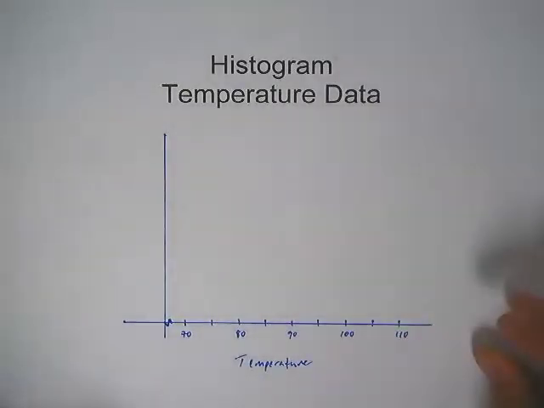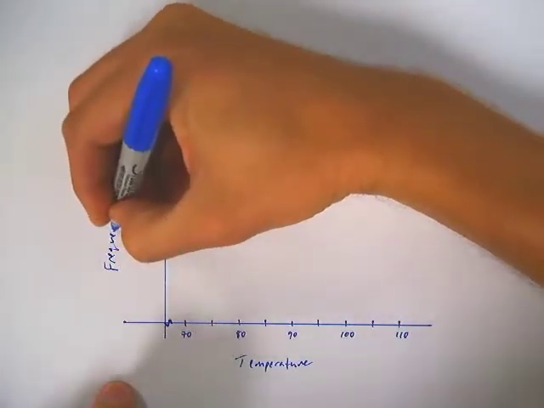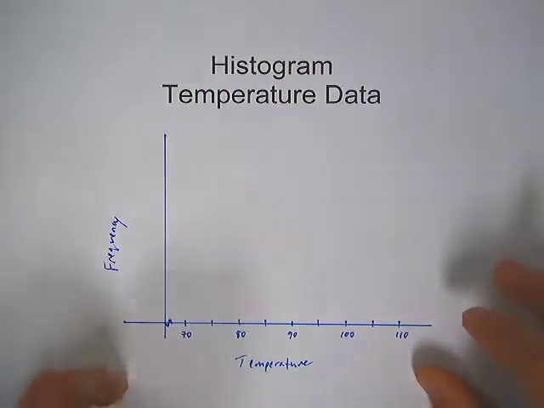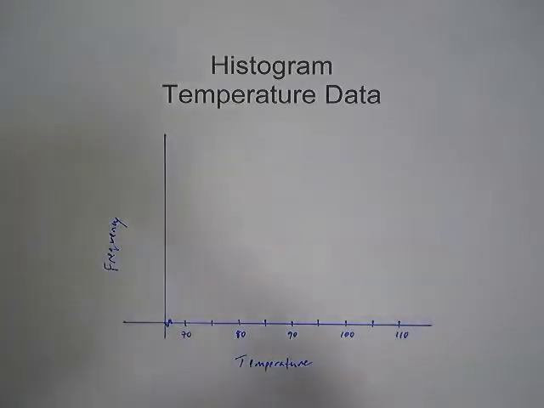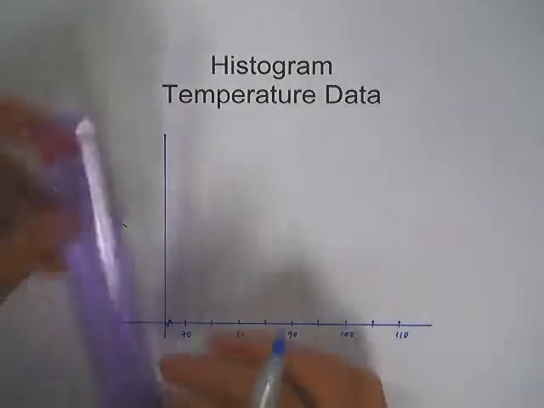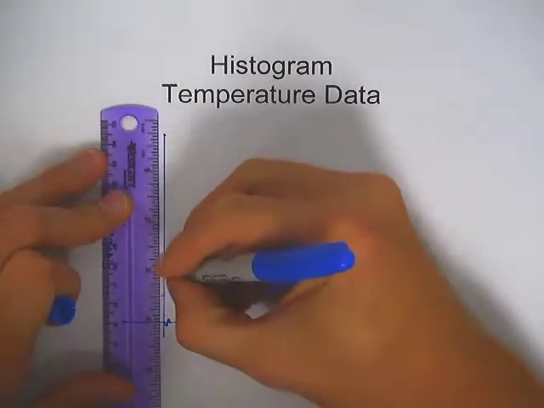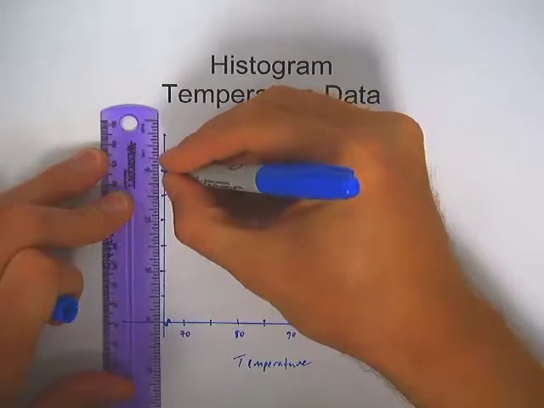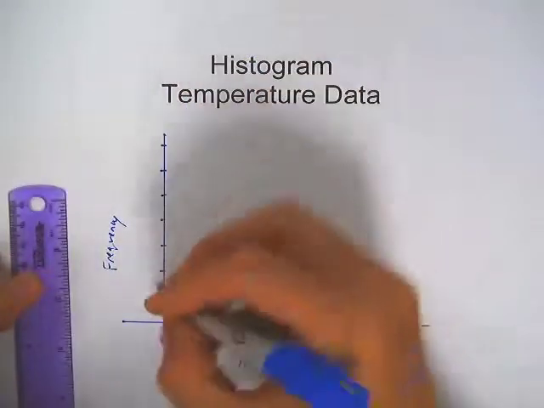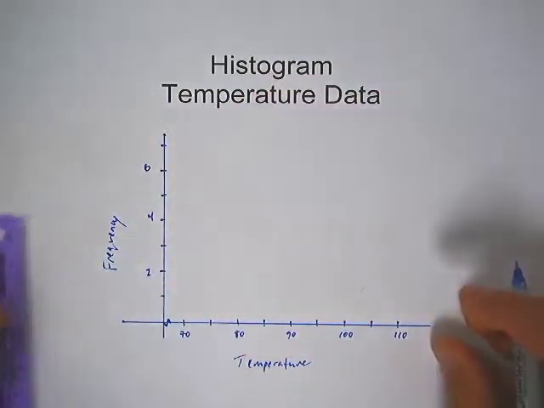Okay, and then I'm going to mark my y-axis as frequency. So let's label that as frequency first. Now I need to look for my highest frequency. My highest frequency ended up being 6. So I need to get up to 6, and I don't have to go any higher than 6. So let's go ahead and do that. So 1, 2, 3, 4, 5, 6. I'll go up to 7, but I won't need it. Then again I'll just mark every other.